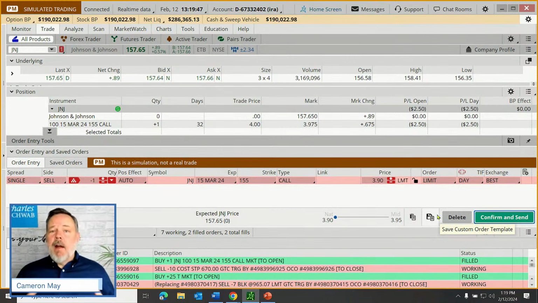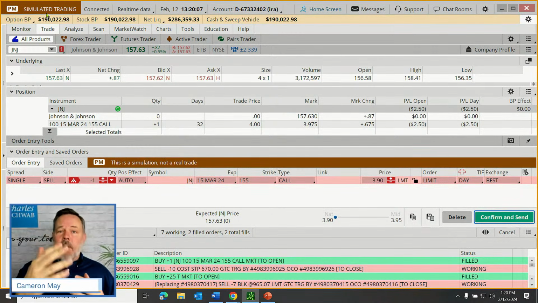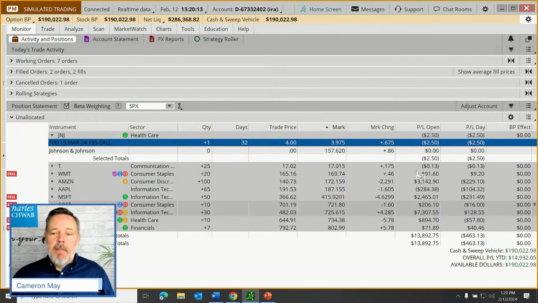You notice my heartbeat didn't go up one tick as we're placing these trades. It can be exciting, but we're in a simulated trading environment. There's no real money in these trades, but the paperMoney platform does an excellent job of tracking how the trades do, whether they're profitable or unprofitable. It allows the trader to follow their overall performance on individual securities.